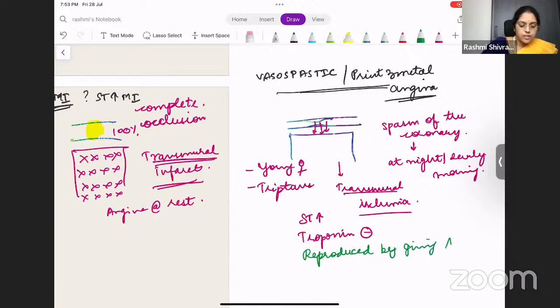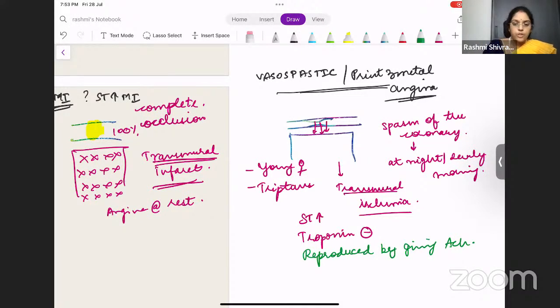reproduced by giving acetylcholine. If the patient is normal during the day and you want to try to induce this vasospasm in this patient, what should you give? You should give acetylcholine to this patient, and the patient will develop vasospastic angina. Then you confirm that this patient is suffering from Prinzmetal angina.